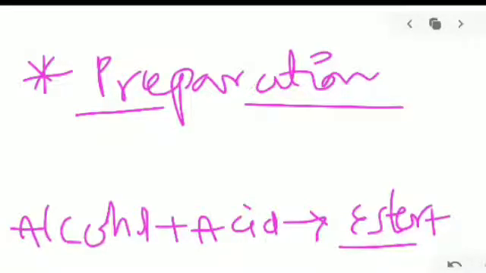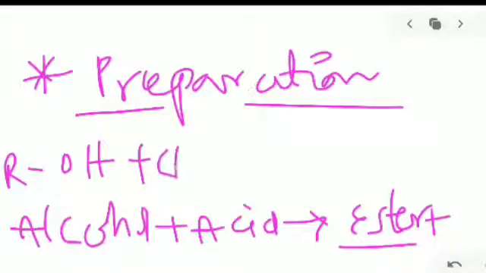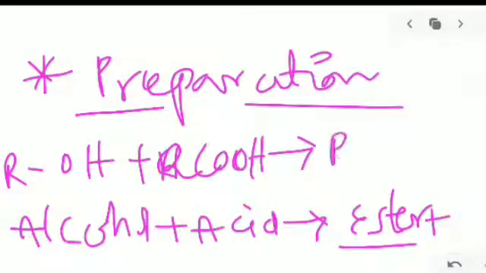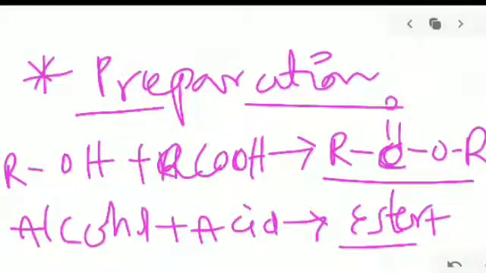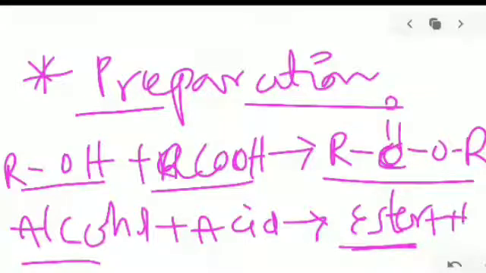The esterification process means an alcohol, ROH, plus an acid, whatever acid you take, such as acetic acid or RCOOH, gives the ester formula. When an alcohol is treated with a carboxylic acid group, we get an ester. This process is called esterification. This is one preparation method.